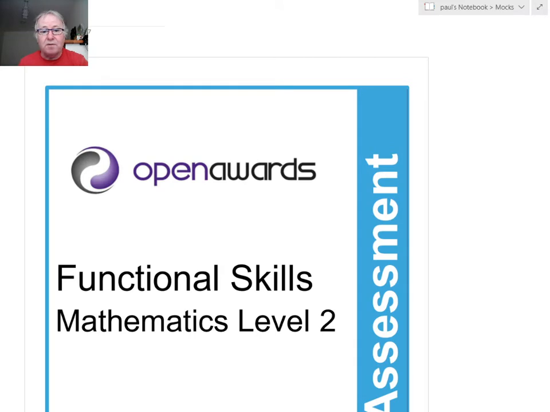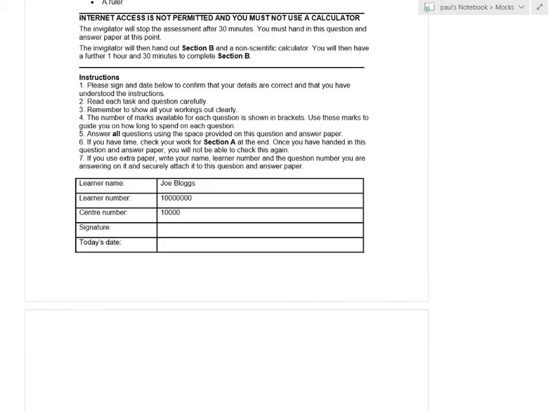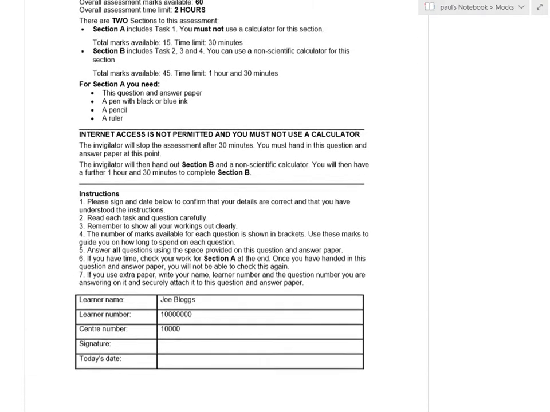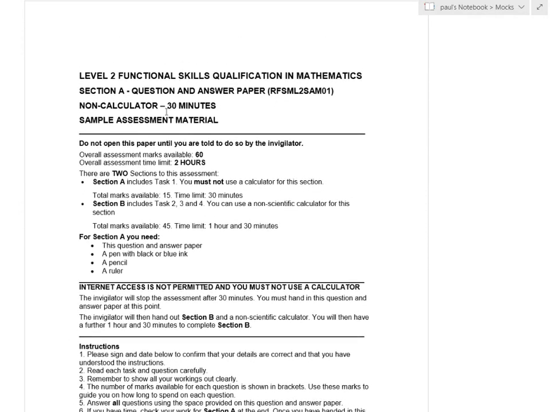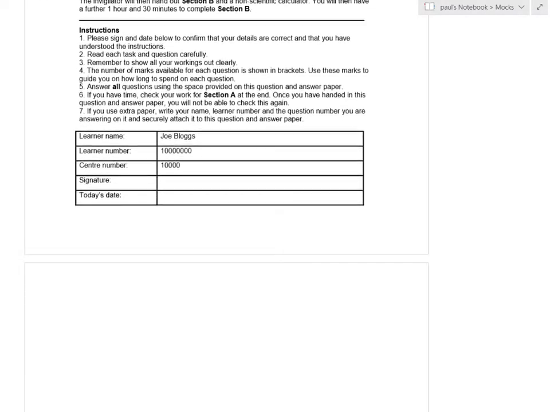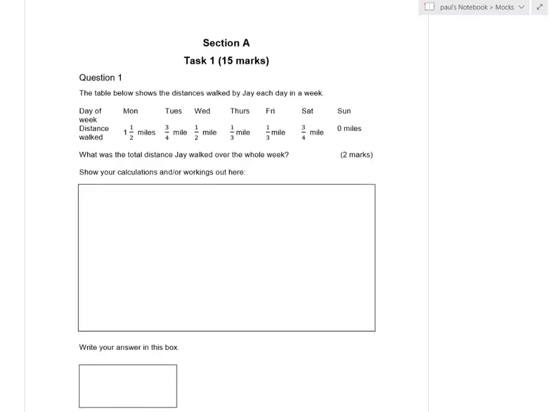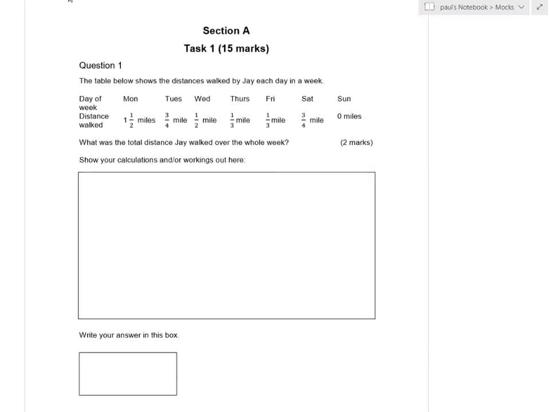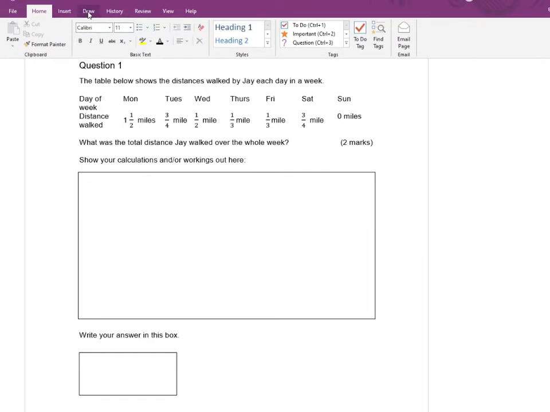Here we go, Open Awards Functional Skills Maths Level 2, a sample assessment. We're going to have a look at the non-calculator paper here. The non-calculator paper for this one is 30 minutes. Internet access is not allowed, and all the rest of the instructions. So you just need to know that it's non-calculator. Let's get down to the first question, section A, which is the non-calc, and let's have a nice colour.